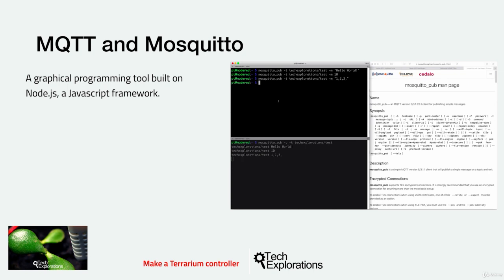Think of a topic as an address. The client essentially will post or publish the data to this address. When another client wants to get the data, it will subscribe to the same topic. The MQTT broker operates as the intermediary between publishing and subscribing clients. Think of it as the server in this setup.